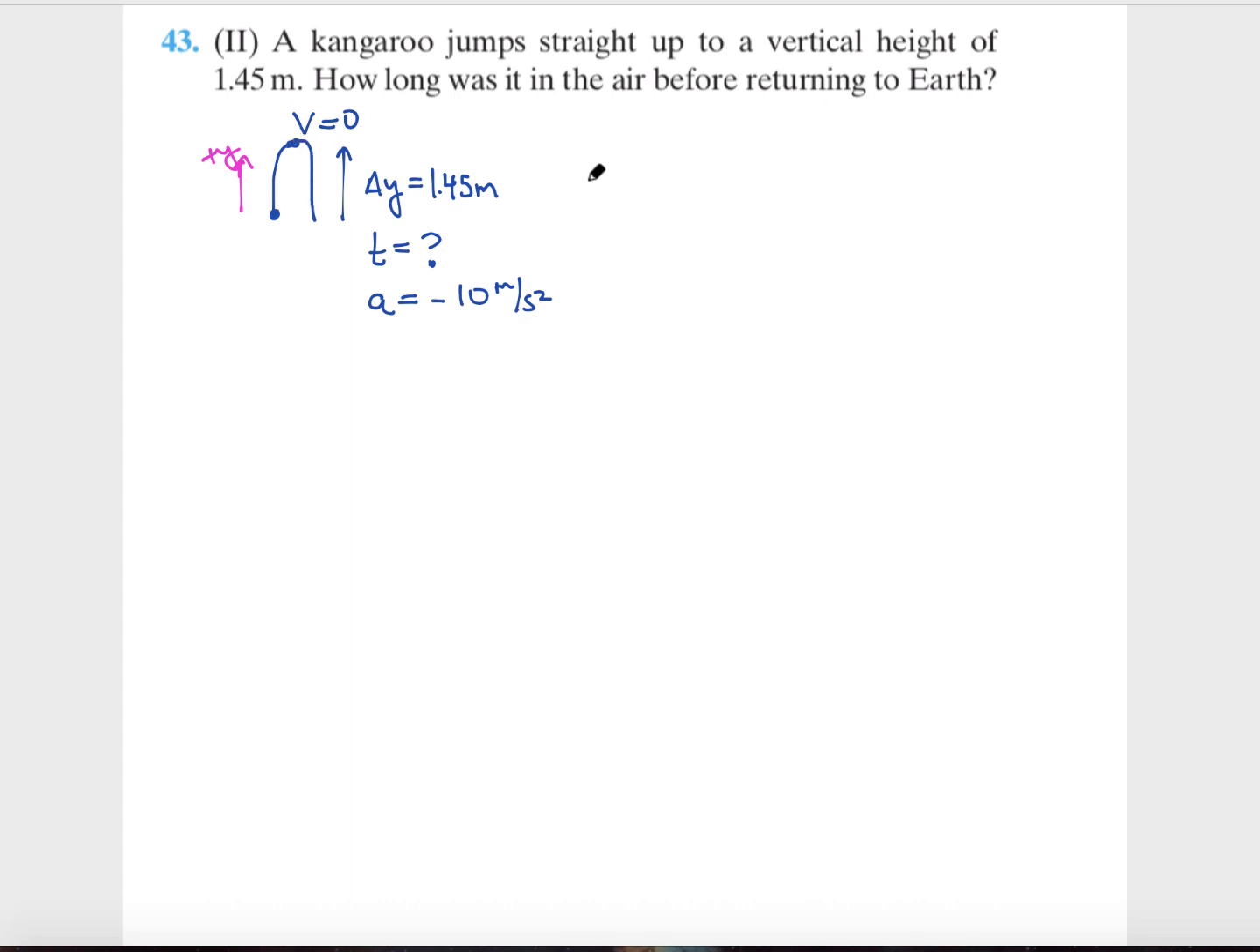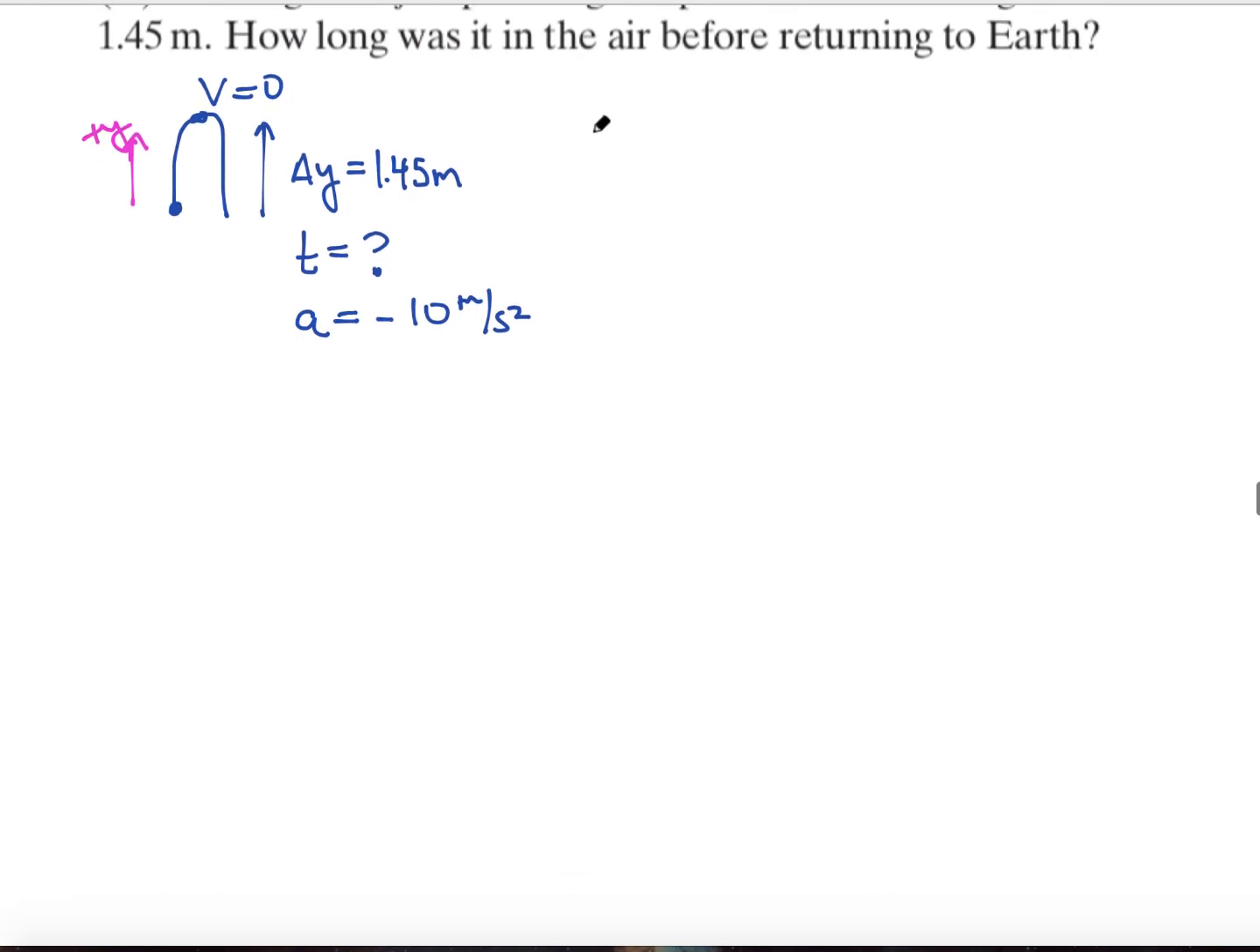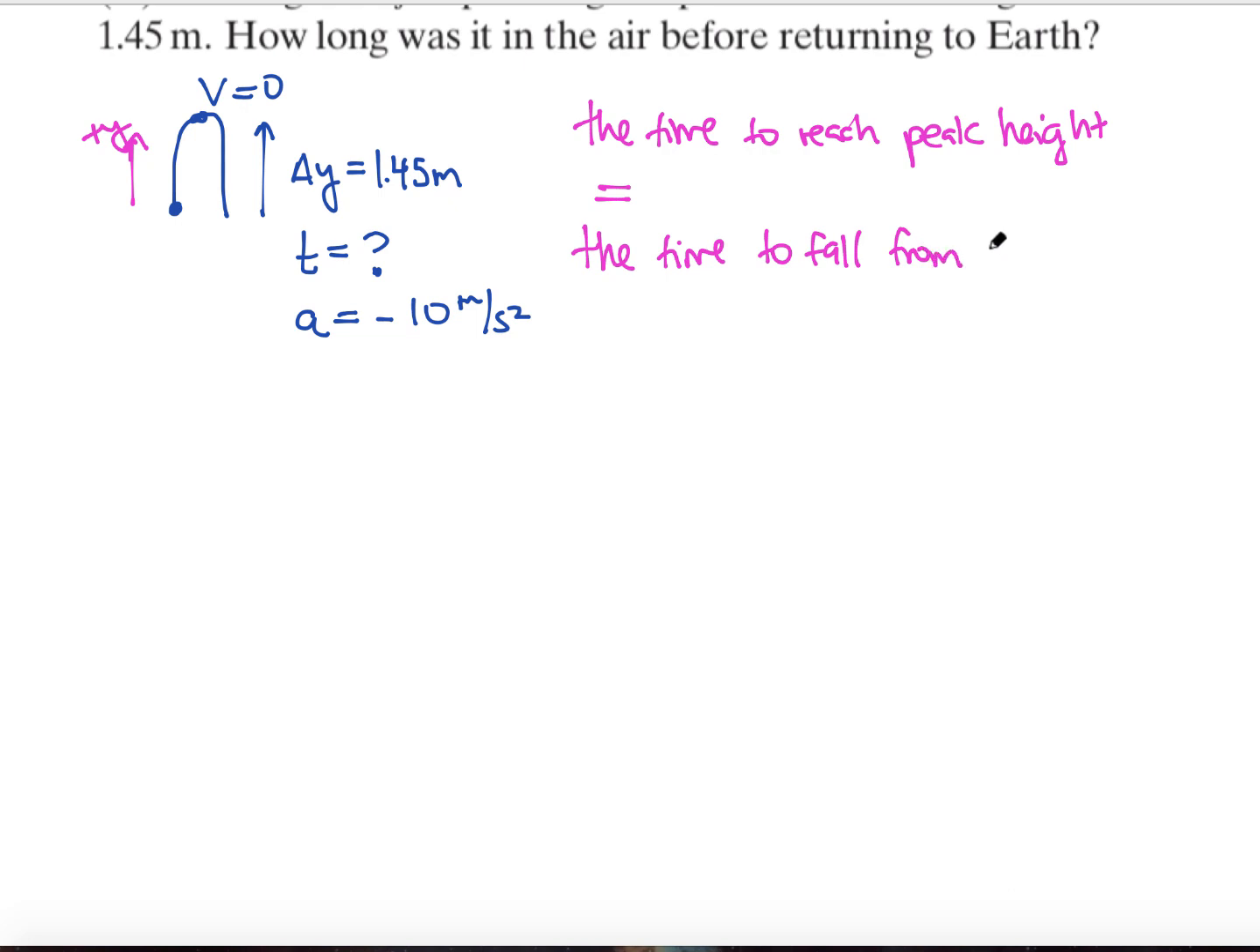So let's write out what I just said. So zooming in here a little bit. So the time to reach the peak height is going to be the time to fall from the peak to the ground. So with that information, I know these 4 things. Now let's see how that helps me.